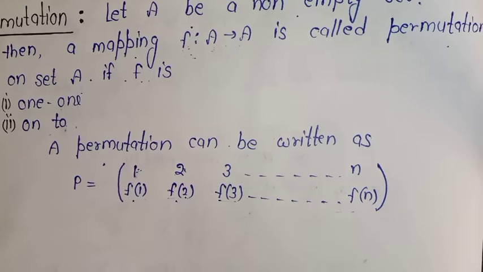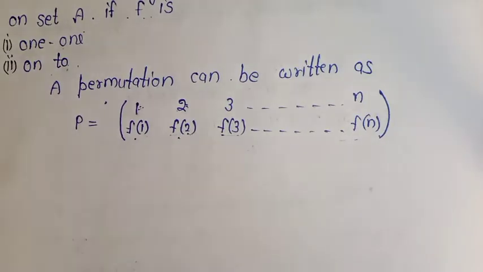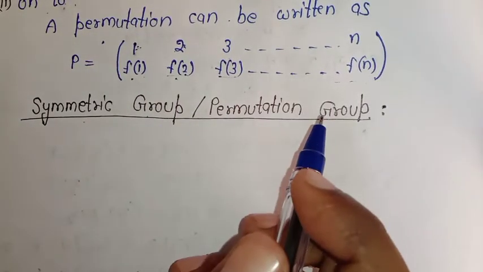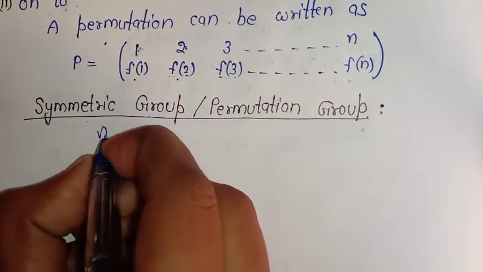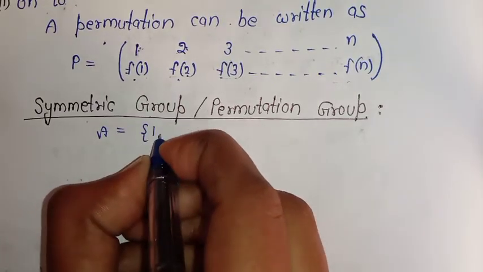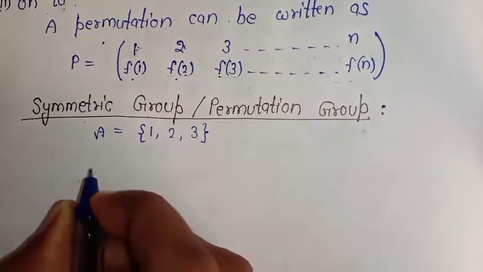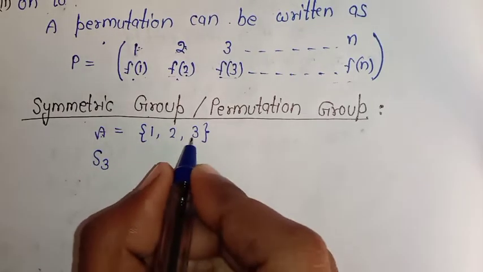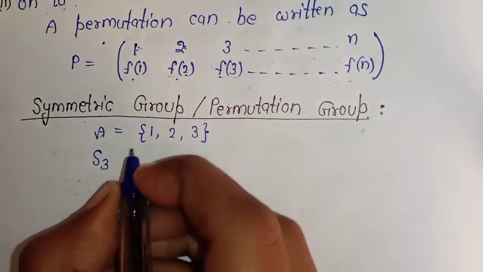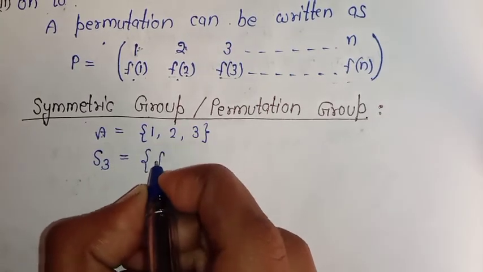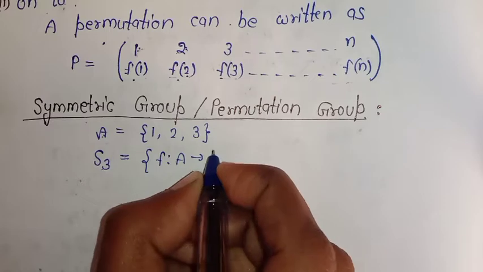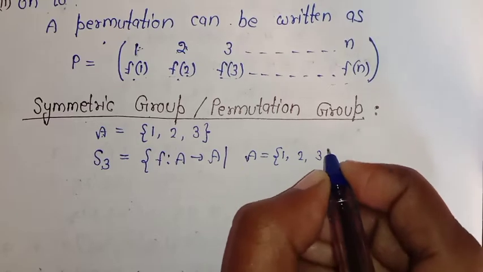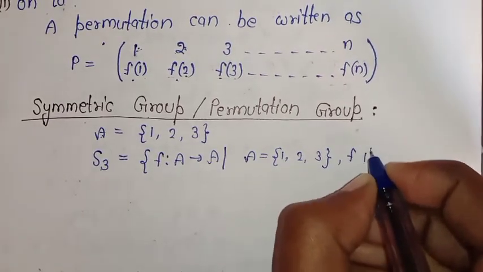Now we will take one example to show what a permutation is and what the symmetric group of permutation is. So now we will discuss what a symmetric group or permutation group is. Suppose you have a set A which contains 3 elements 1, 2 and 3. Then S3 is called the symmetric group, that is the permutation group of A, and since it is of order 3, I am writing it here as 3. This is the collection of all those functions from A to A, where A comes from the set {1, 2, 3}, and f is bijective.